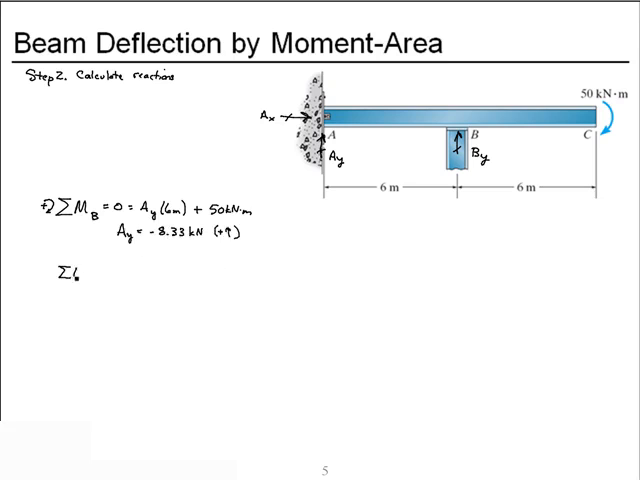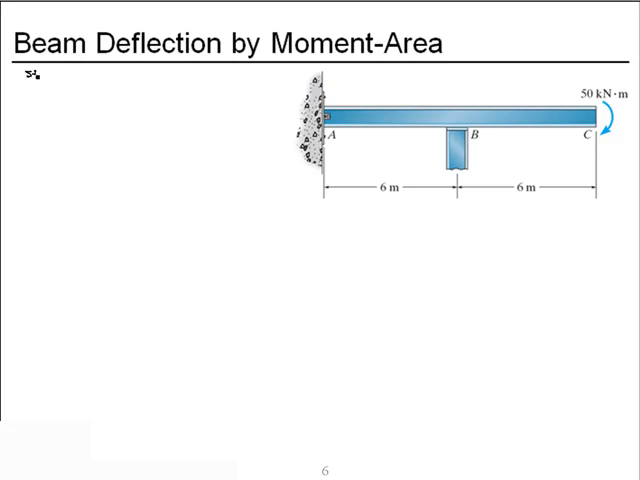Now we'll sum forces in the Y direction. We'll choose up to be positive for our summation. We get the negative 8.33 kilonewtons at AY. We add BY. BY is a positive 8.33 kilonewtons, so it is up as we drew it. Now we're ready to construct the M over EI diagram.